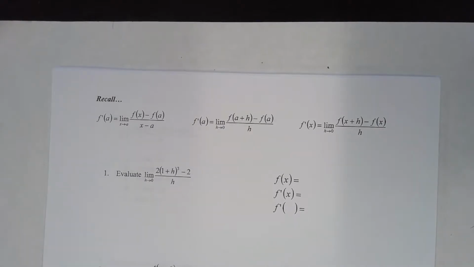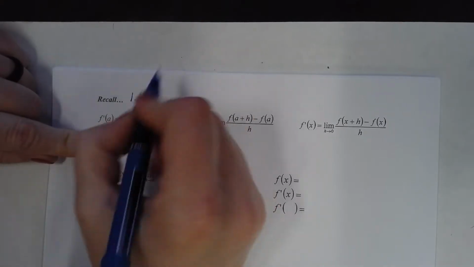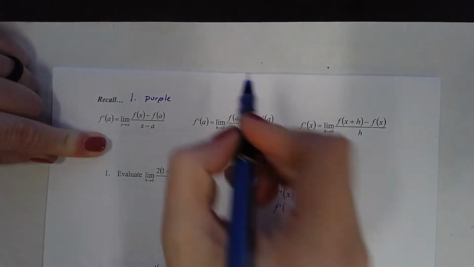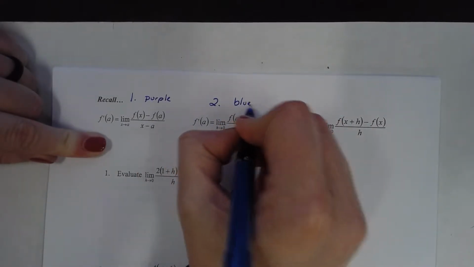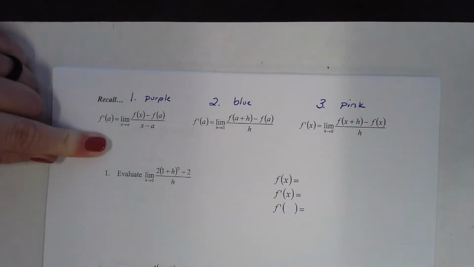They're not all going to be that easy. If you look at those 3, they're all on top, on the front board. This is the one, I'm going to call this 1, and this is your purple. That's the purple definition on the board. This is the second one, which is the blue definition on the board. And this is the third one, which is the pink definition on the board.